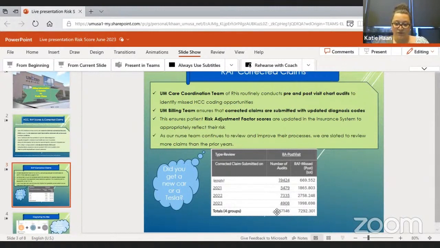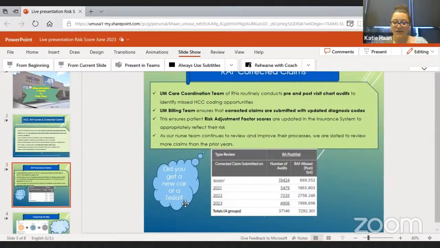So in total, there's been about 37,000. But you can see that we did 5,000 corrections in 2021. We did 7,000 corrections in 2022. And at this point in 2023, we've almost reached the amount that we did in 2021. So as we continue to do these audits, we're definitely able to identify areas for improvement.